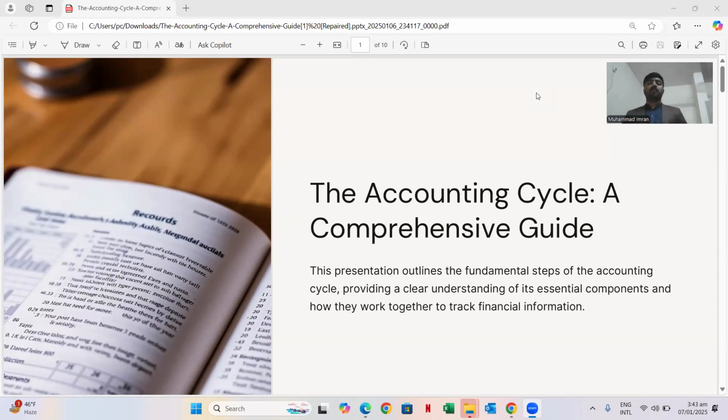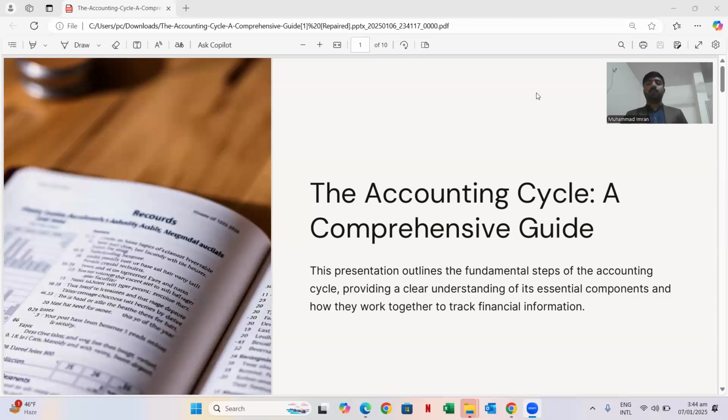As we have covered the first two chapters of our course, financial accounting, we are now moving towards the third chapter of our course, which is the accounting cycle. In this presentation, we are going to cover the fundamental steps of the accounting cycle, which will clear our understanding about the essential components and how they work together to track financial information.